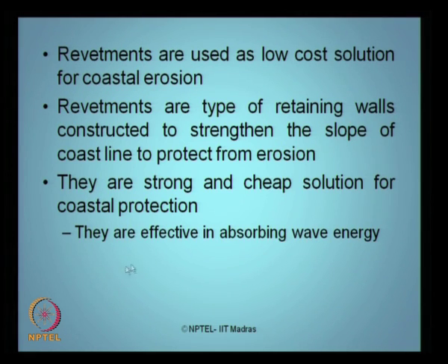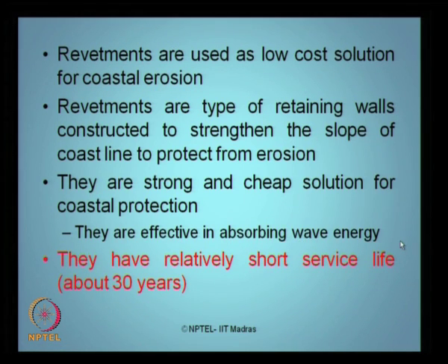They seem to be very effective in absorbing wave energy, but they have a relatively short service life. It is only about 25 to 30 years. The cost of construction for a longer length of coastline is relatively high for that service period.